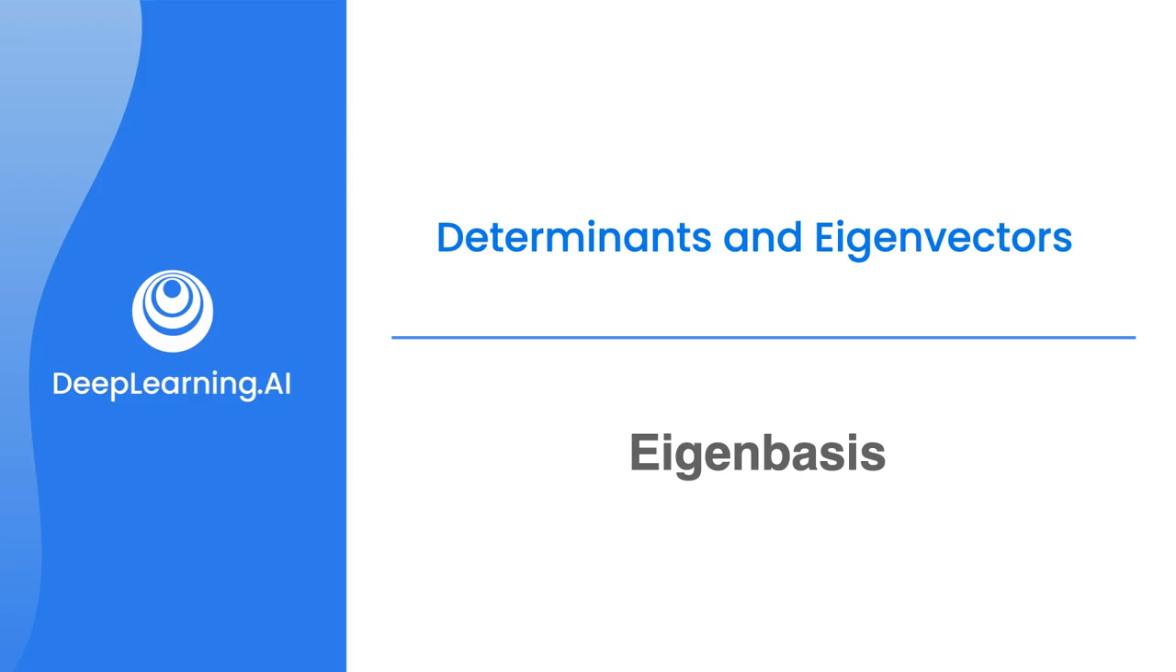Now that you know what a basis is, you should know that some bases are more useful than others. In particular, there is one basis to rule them all called the eigenbasis. The eigenbasis is tremendously useful, in particular for machine learning applications such as principal component analysis, as we mentioned before.